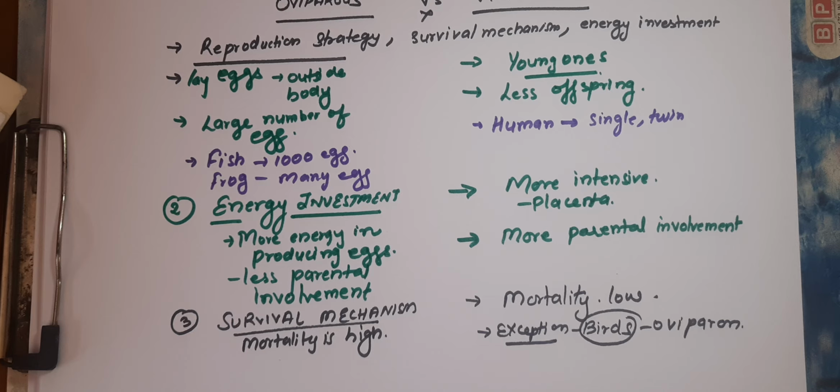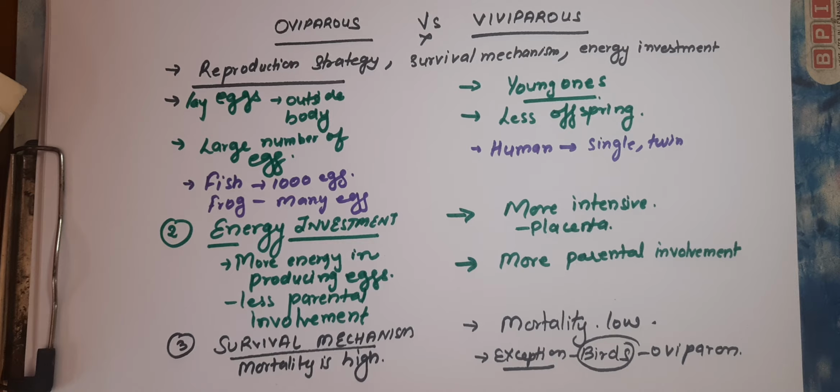For example, there is a hen. The hen will lay only a limited number of eggs, often around 10 to 12, but it will incubate them to ensure their survival. So this is all the difference between the oviparous and the viviparous species.